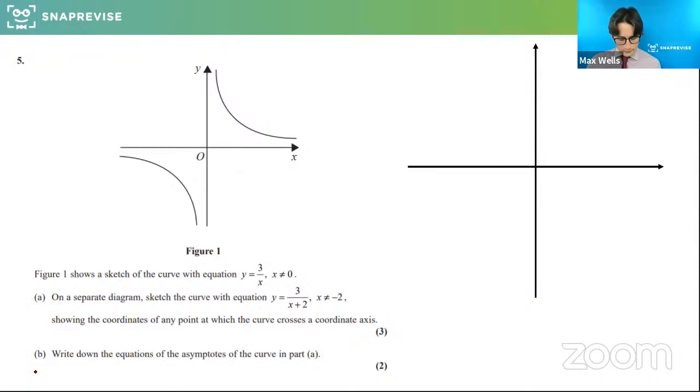So how do we do this one? We've got a sketch of y equals 3 over x, and then we want to sketch the graph of y equals 3 over x plus 2. So how do we go about that? We want to state any coordinates where it crosses the axes, and also write down the equations of the asymptotes of the curve. So any suggestions here as to what's going to happen? What kind of transformation do we have going on?